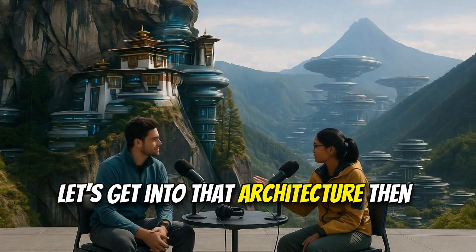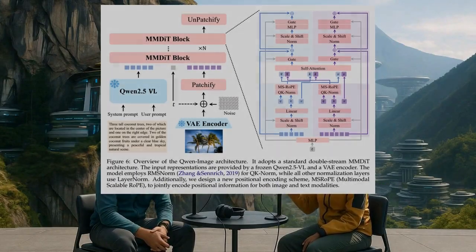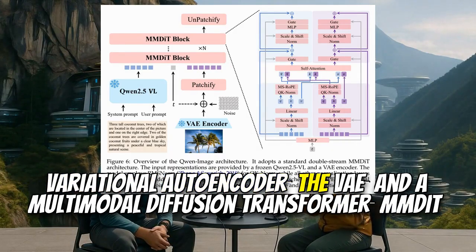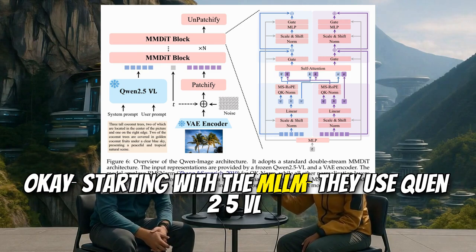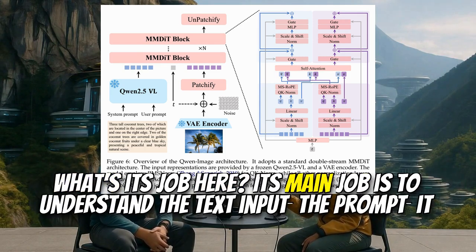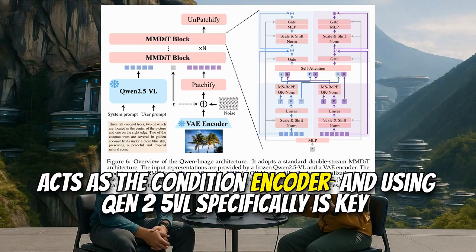Yeah. Let's get into that architecture then. That seems core to how it works. You mentioned 3 main parts. Yeah, the core components are a multimodal large language model, or MLLM, a variational autoencoder, the VAE, and a multimodal diffusion transformer, MMDiT. Okay, starting with the MLLM, they use Qwen 2.5 VL. What's its job here? Its main job is to understand the text input, the prompt. It acts as the condition encoder.